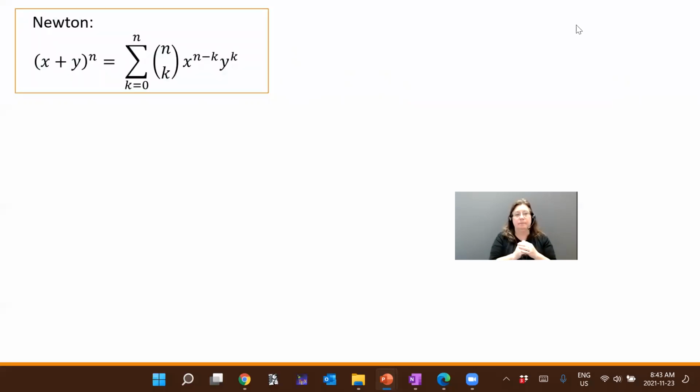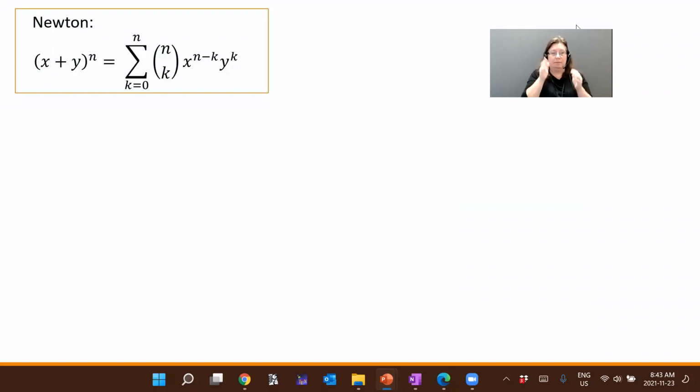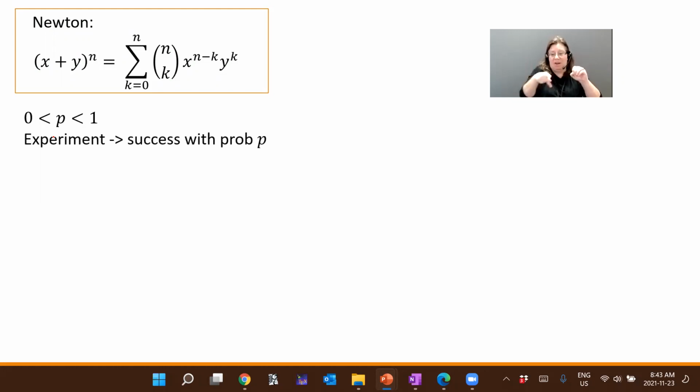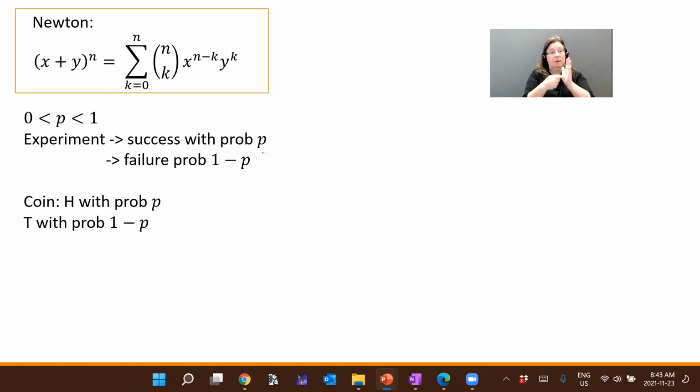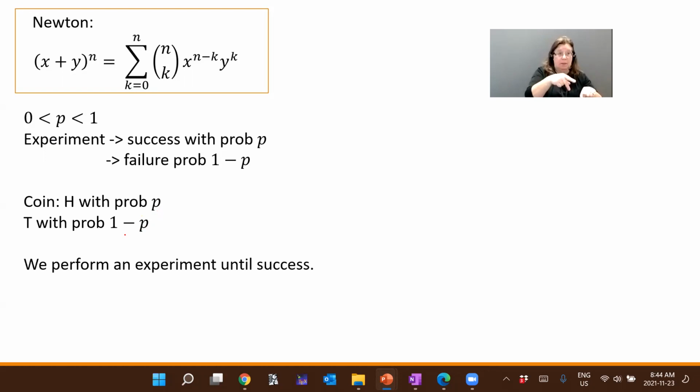Okay, so today the problem that we're going to look at is going to apply not only indicator random variables, but a binomial probability distribution. So again, we have a probability P that is between 0 and 1. And we perform an experiment. We have success with probability P and failure with probability 1 minus P. So there's exactly 2 outcomes in our experiment. So for instance, if we have a coin, it comes up heads with probability P and tails with probability 1 minus P. So perhaps it's not a fair coin.